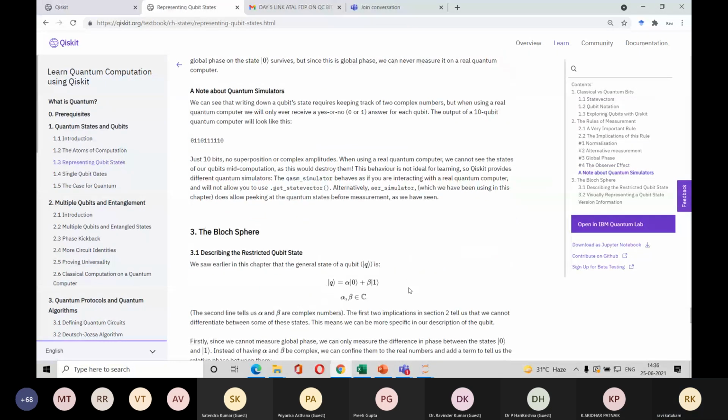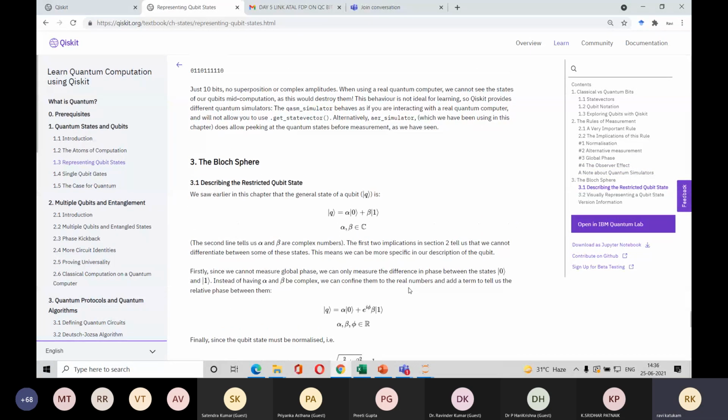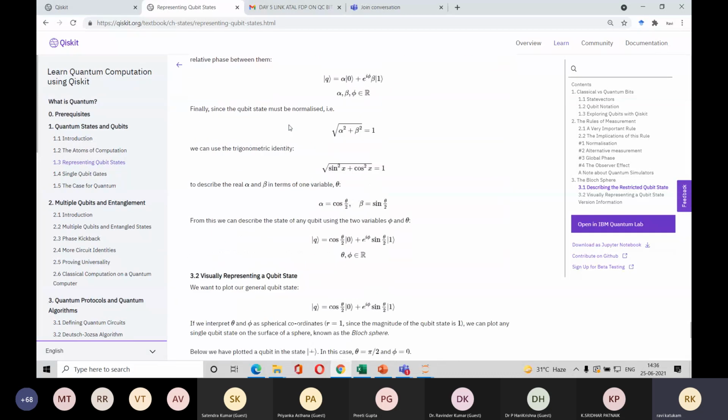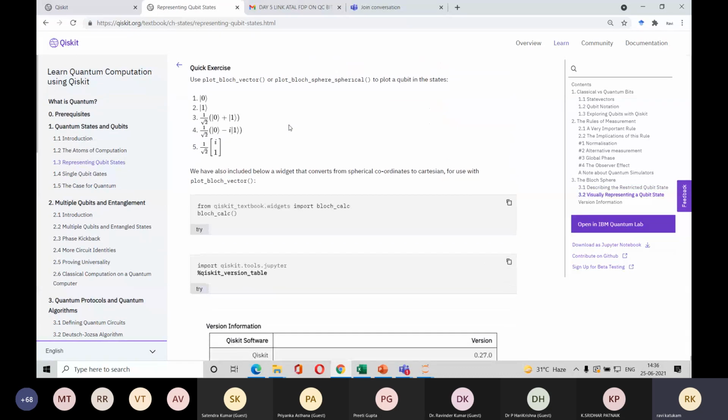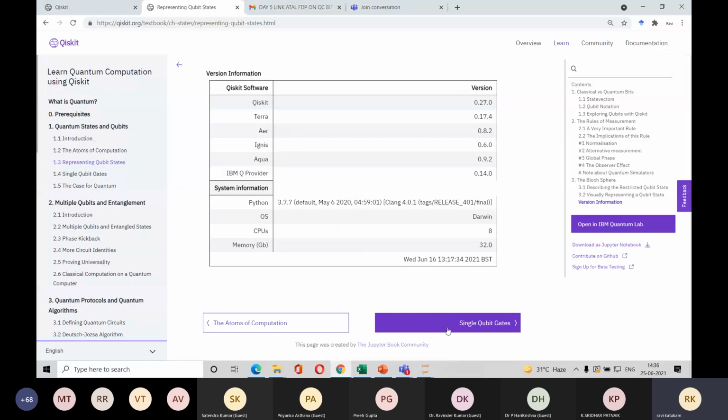And we have various simulators. If you read here, what they say is that while defining the simulator itself, you can say what kind of attribute you are looking at. For example, if I'm interested in the state vector, then that part I can define. Then we tried to play with the Bloch sphere and discussed some of these gates.